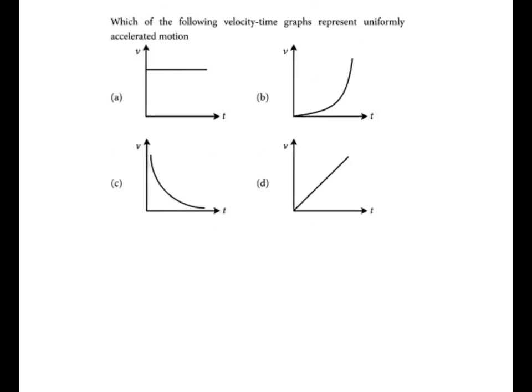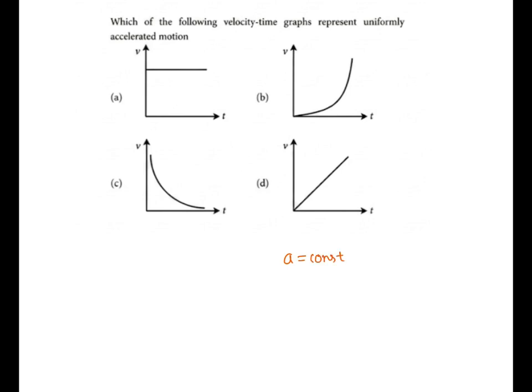So in this question, we have been given a velocity time graph, and we have to identify which of these would represent uniformly accelerated motion. So first of all, try to understand what is the meaning of uniformly accelerated motion. It implies acceleration is constant.